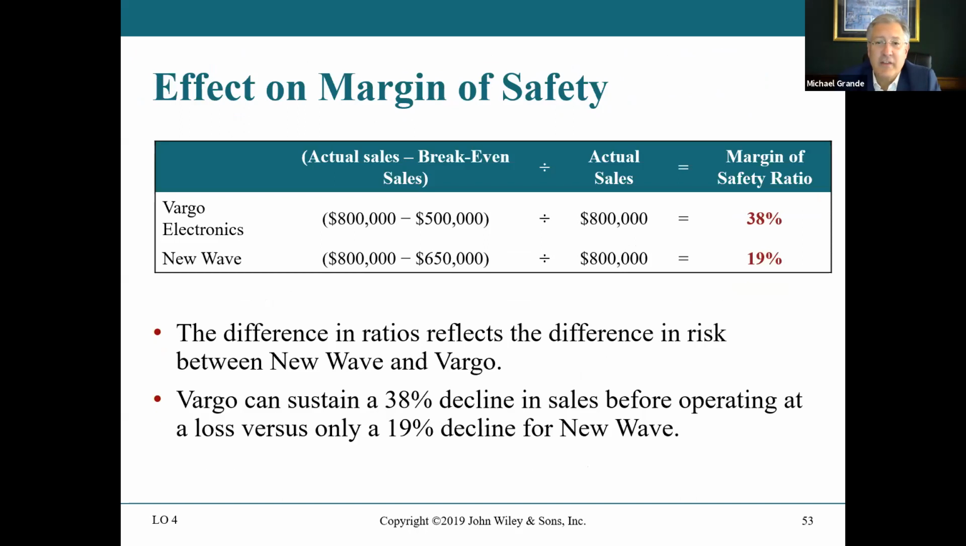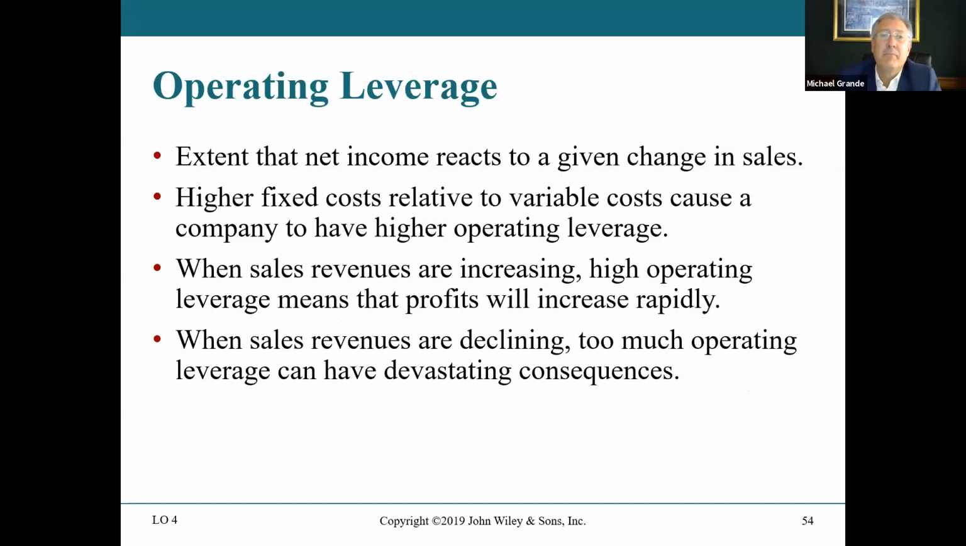Effect on margin of safety. Remember, it's actual sales minus break-even sales. You can see that Vargo has a much higher margin of safety than New Wave. Vargo can sustain a 38% decline in sales before operating at a loss versus only 19% in New Wave. So Vargo is essentially in better shape.